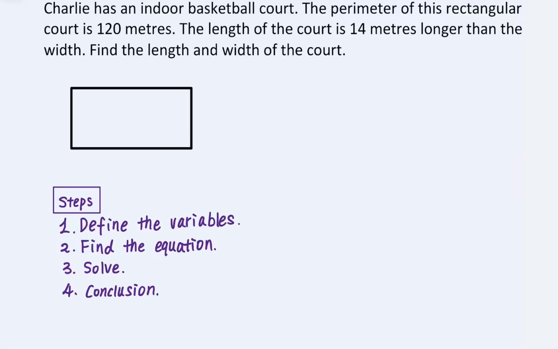So here is a question. Charlie has an indoor basketball court. The perimeter of this rectangular court is 120 meters. The length of the court is 14 meters longer than the width. Find the length and the width of the court.